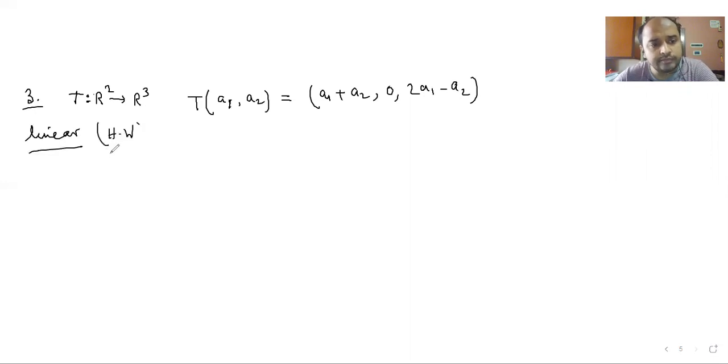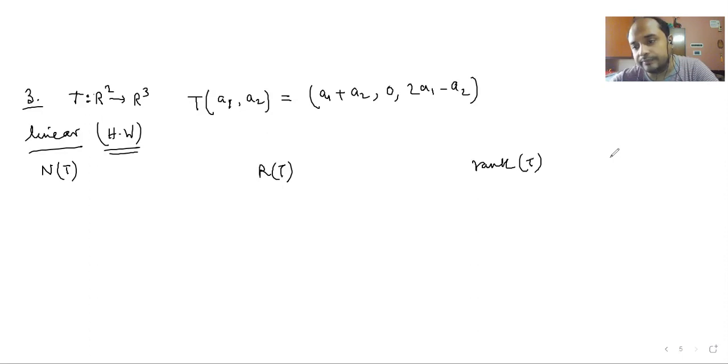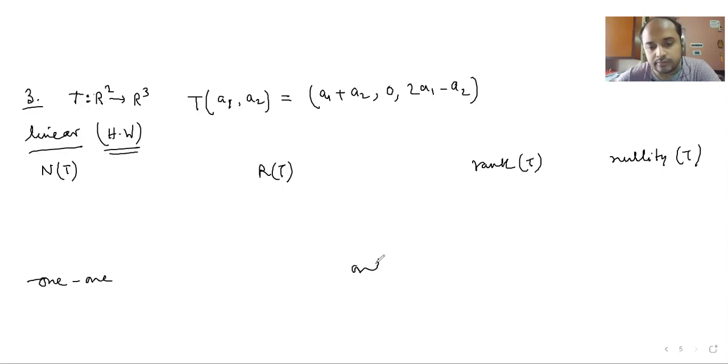Do it at home. You are at home right now, so do it after class. Do not waste time. Second is find NT, find RT, find rank T, find nullity of T. Verify the dimension theorem, and find whether T is 1-to-1, onto.